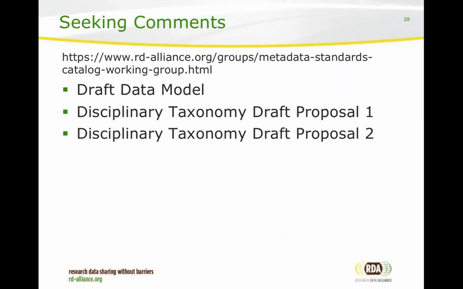So where we are right now is we have a draft data model out, and that draft data model is in the Metadata Standards Catalog Working Group webpage on the Research Data Alliance. And we also have 2 proposals for a disciplinary taxonomy. And what we are doing now is requesting feedback and comments on those, on the draft data model, as well as the 2 draft proposals for the disciplinary taxonomy.